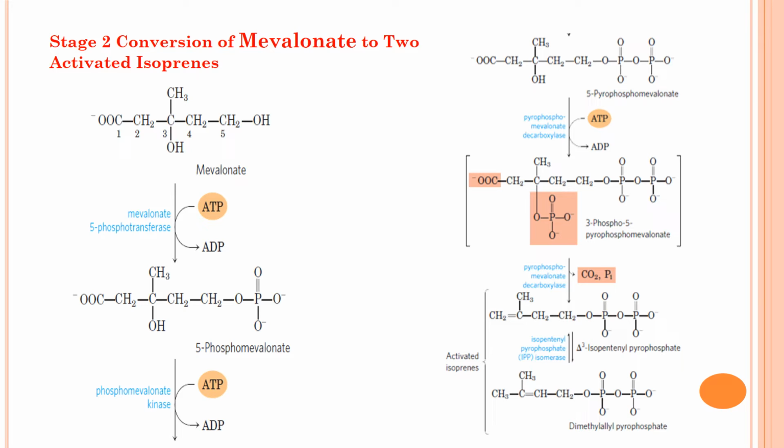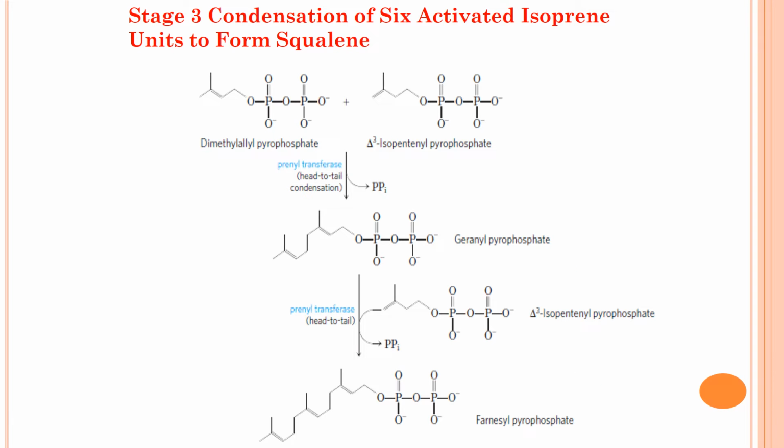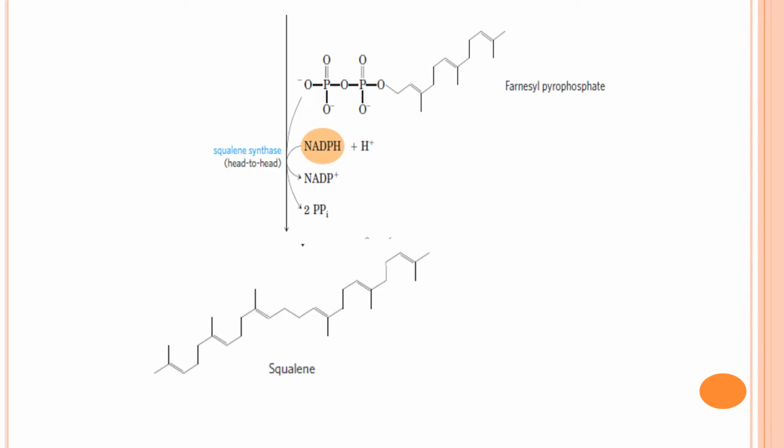Again, there is the addition of one more phosphate, giving pyrophosphomevalonate. So there are two additions of two phosphates. Then, like that, many of these compounds, like 5-carbon isoprene pyrophosphates, are produced. It is activated. There will be condensation of farnesyl pyrophosphate, two molecules being utilized here. Then there will be formation of squalene. Here, you can see there are 6 isoprene units, and this is the structure of squalene.